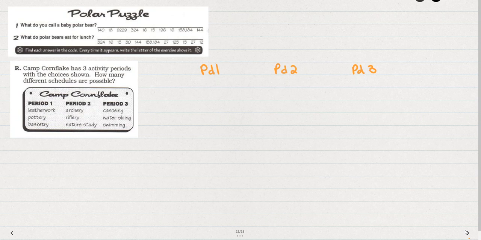Let's look at Camp Cornflake. There's 3 different activity periods, and for period 1, there's 3 choices. For period 2, there's 3 choices, and for period 3, there's 3 choices. So it looks like there's a total of 27 different schedules we could make. How do I get that 27?